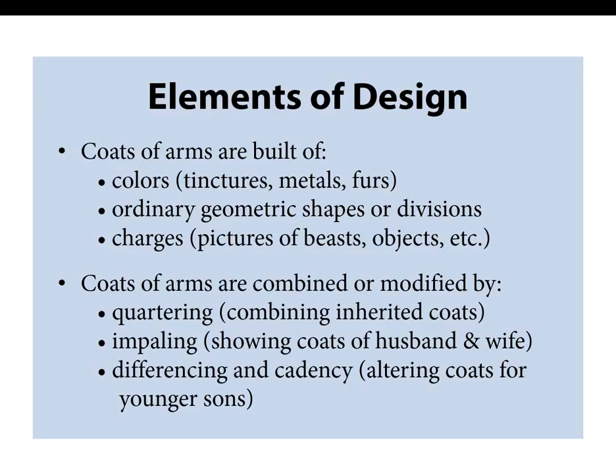Now, coats of arms are further combined or modified by, as you saw with the Lords Baltimore, combining more than one coat of arms on the same shield. That can be either quartering, which is combining coats of arms inherited from different ancestors, impaling, which is combining side by side the arms of husband and wife, or differencing and cadency, and we'll get to that in a moment. It's a little more complex.